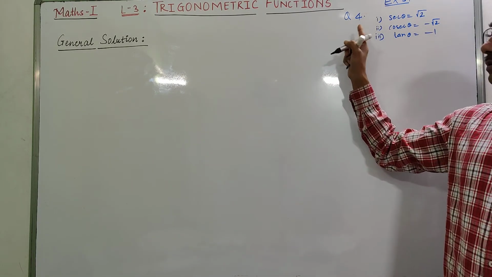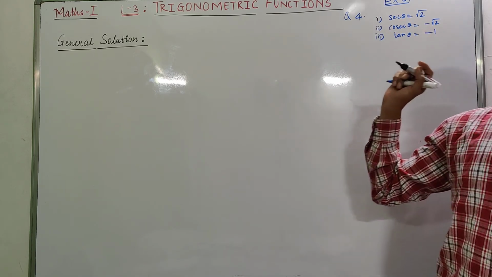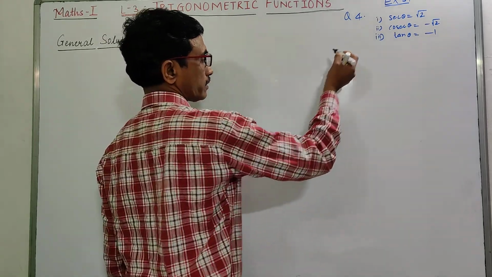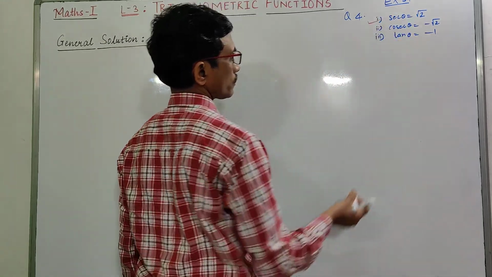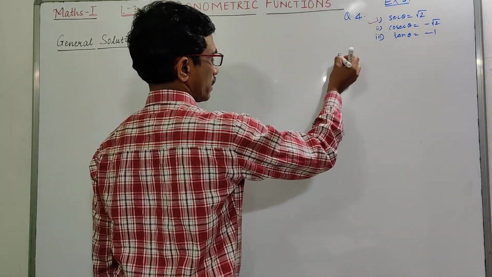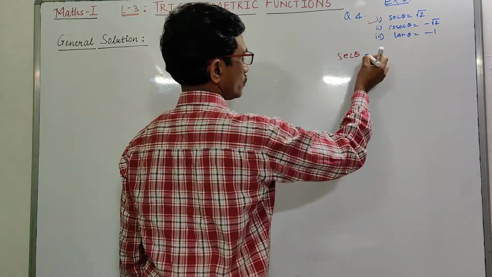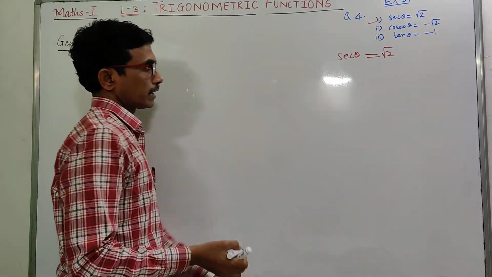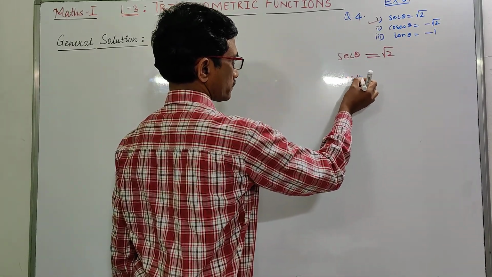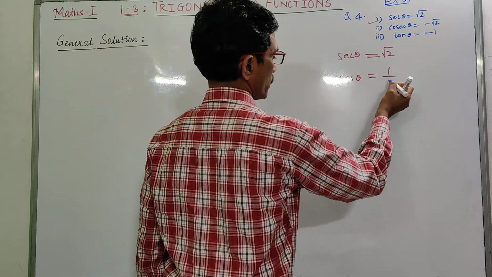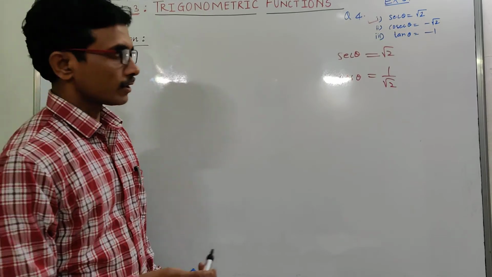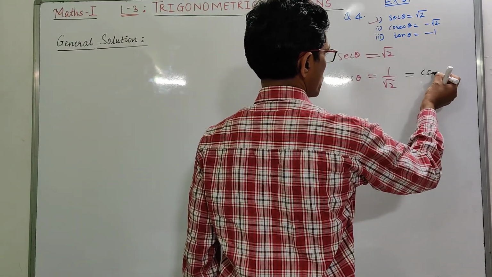See, question number 4, we find the general solution of sec theta is equal to root 2. So let's start. Sec theta is equal to root 2. Take the reciprocal of this, that is cos theta, and the reciprocal is 1 upon root 2. We know cos of pi by 4 is equal to 1 by root 2. So write it as cos pi by 4.